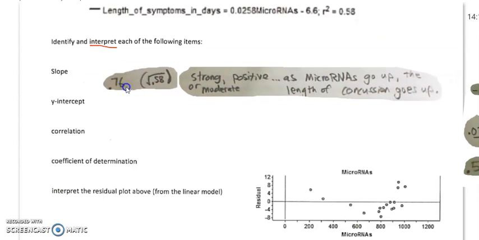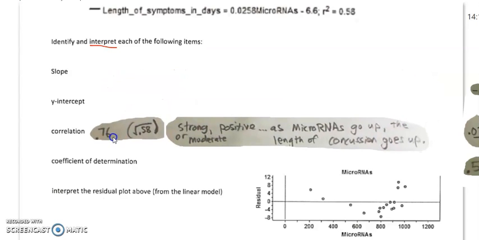All right, so 0.76, that was our correlation. And it came from the square root of 0.58 and checking to make sure that it was positive. In other words, you look at the scatter plot and see that the dots are going up. As x gets larger, y is getting larger. But it shows a strong positive or moderate positive. So one of the two, so probably I would say moderate at this point. A moderate positive, and the detail is as microRNAs go up, the length of the concussion goes up.